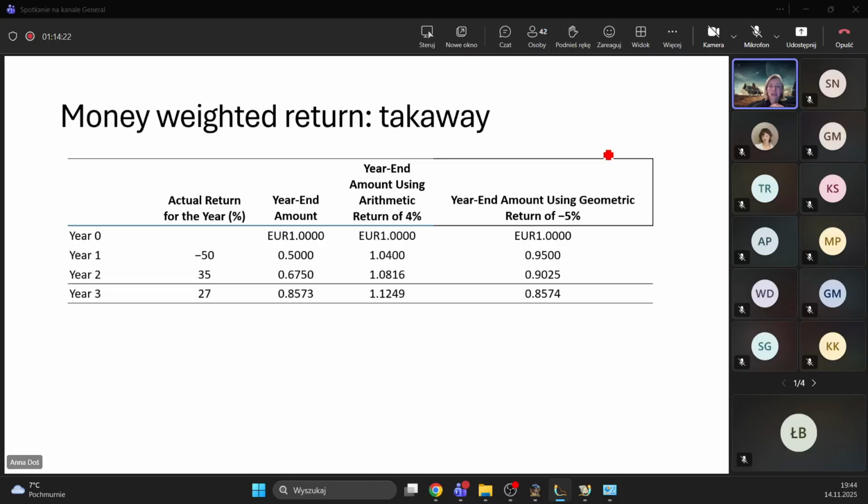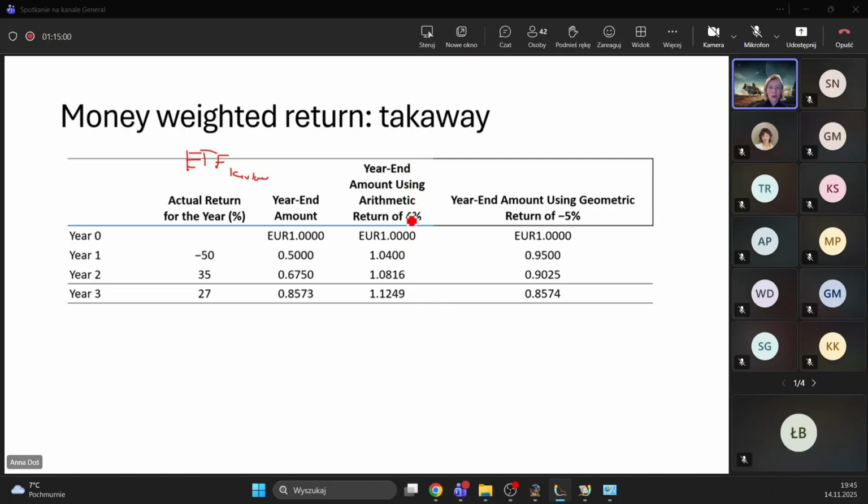So let's take a look at an example. Let's have 3 years of observation. In year 1, we have a fund, a portfolio. This is the portfolio management, and it invests in some, let's say, ETF. This is the ETF for Krakow, let's say, for companies that operate in Krakow. In the first year, it lost 50%. In the second year, it earned 35%. In the third year, it earned 27%.